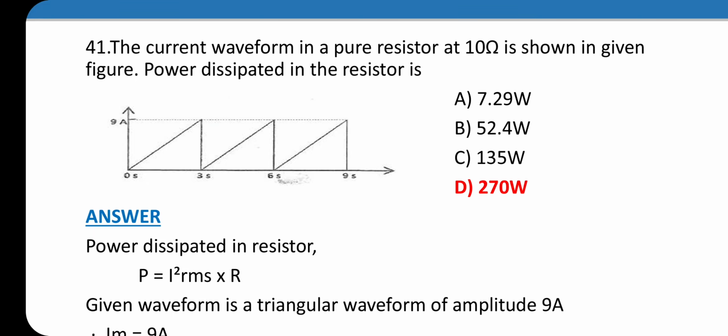Question number 41. The current waveform in a pure resistor of 10 ohm is shown in the given figure. Power dissipated in the resistor is. Answer is option D, 270 watt.